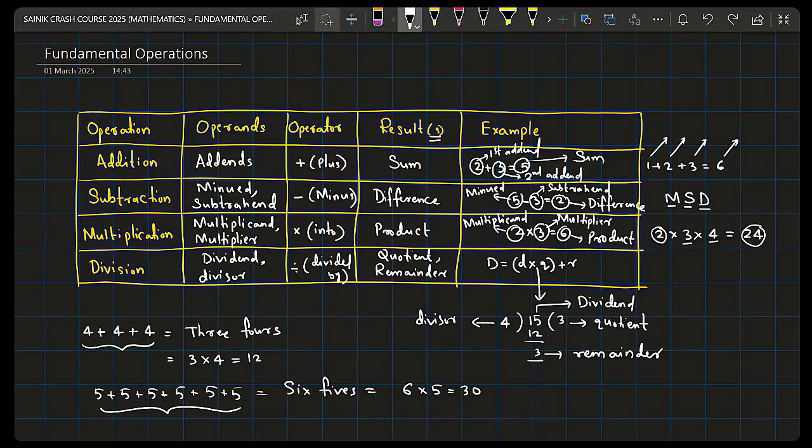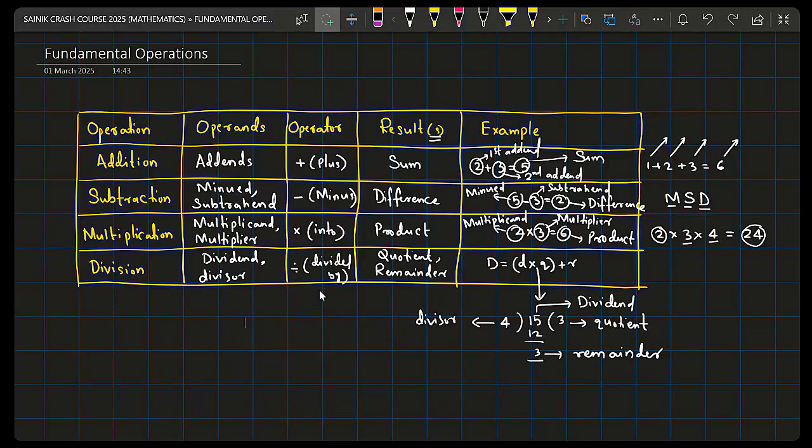Similarly, we have division and subtraction relation. Division and subtraction are also related. Repeated subtraction is nothing but division. For example, from 12, I am subtracting 4. The result did not become 0 because it is 8. I am subtracting 4. 8 minus 4 is 4. Again I am subtracting 4 and finally I got the remainder 0.